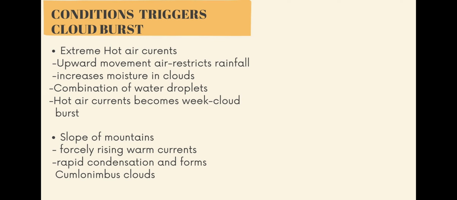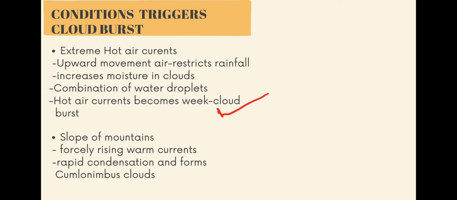Due to the continuous upward movement of air with a lot of moisture, the large volume of water in the clouds increases, leading to a combination of large and smaller droplets and a lot of impurities. In the end, when the hot air current becomes weak, the cloud bursts, and the whole water comes down in a single stretch, causing havoc-like situations. So these are the points for the first condition. You can mention these 3 to 4 points.